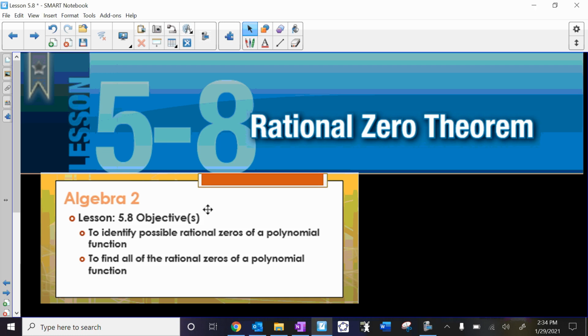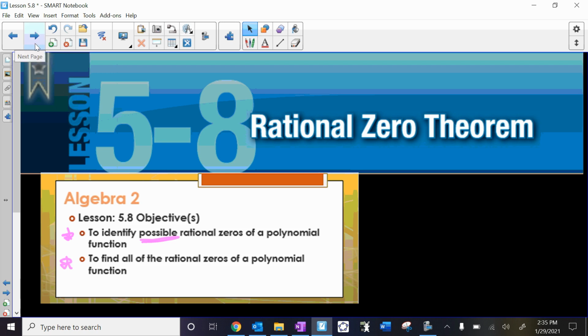In section 8, we're going to look at two things. The first thing that we're going to look at is identifying possible rational zeros. So when I say possible rational zeros, we're going to come up with values that could be a zero of the polynomial, but not necessarily. This rational zero theorem will actually help us come up with zeros without using technology. So once we identify possible rational zeros, then we will look at finding all the zeros of the polynomial, just like what we did in section 7.